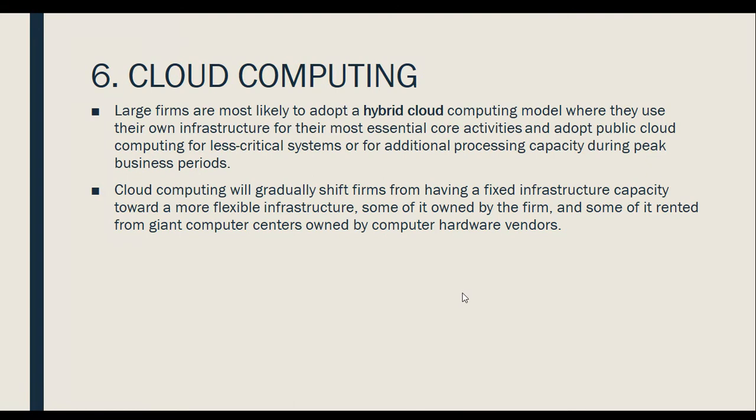Large firms are most likely to adopt a hybrid cloud computing model where they use their own infrastructure for their most essential core activities and adopt public cloud computing for less critical services or for additional processing capacity during peak business periods. Okay, so hybrid model is where you are using both private and public cloud. Private cloud is used for most essential and core activities, whereas the public cloud is used for less critical systems.